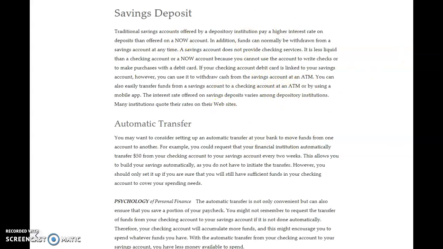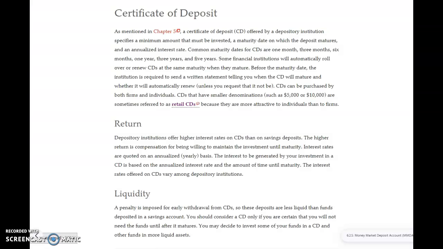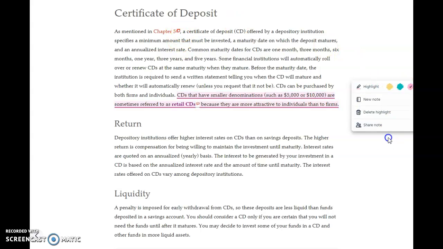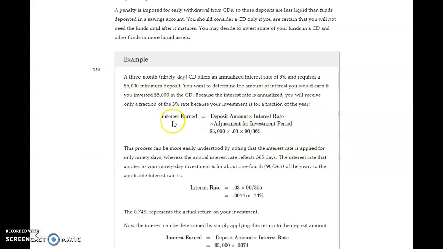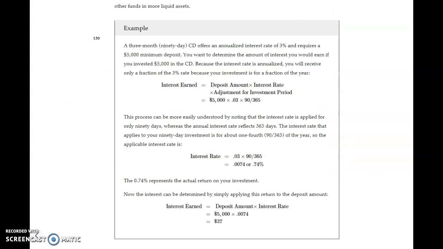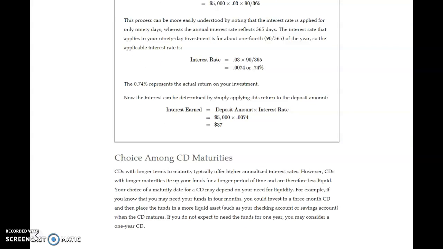Read about traditional savings, automatic transfers, talks about a CD. They say here CDs that have smaller denominations are referred to as retail CDs because they are more attractive to individuals rather than firms. So we can just read through some of this stuff in the liquidity and then look at the math part, because I'm assuming some of your questions will be, because you usually get some math ones, will be about this area. So just look at how to calculate that.